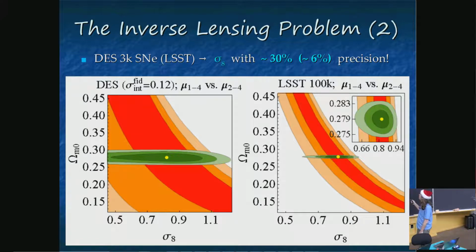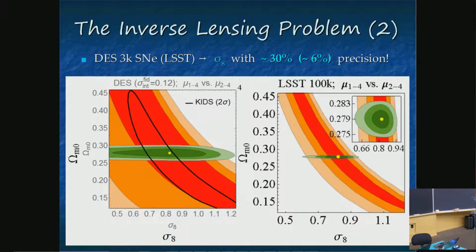So if you put in LSST, you get this final constraint that I'm zooming in on, which means that you can measure sigma 8 with 6% precision, or 30% in DES. The red is just the new information that lensing is giving you, because supernovae already measure omega matter. That's what we've been doing for years, right? Omega matter is already measured. The new information is the red, coming from the higher moments. And when you combine, you get the green.